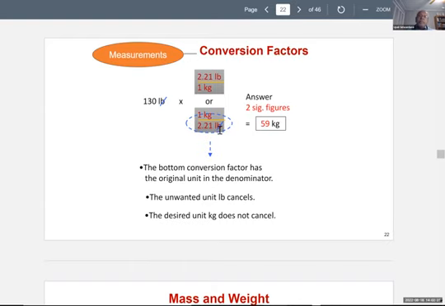The bottom conversion factor has original unit in the denominator. Denominator is the bottom part of the fraction. The unwanted unit is pound, cancels. These LBs, pounds, cancel out. The desired unit does not cancel out. Kilograms goes into the answer. So you do the calculation.